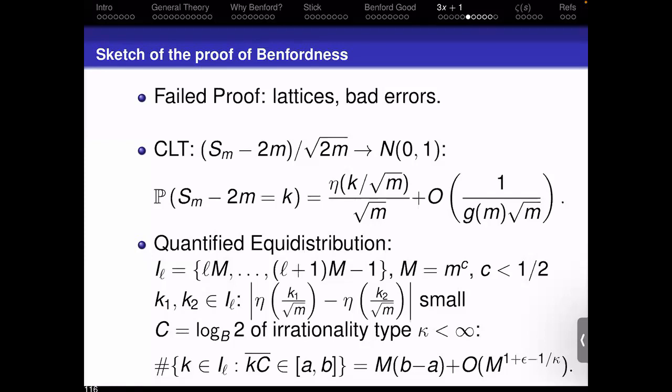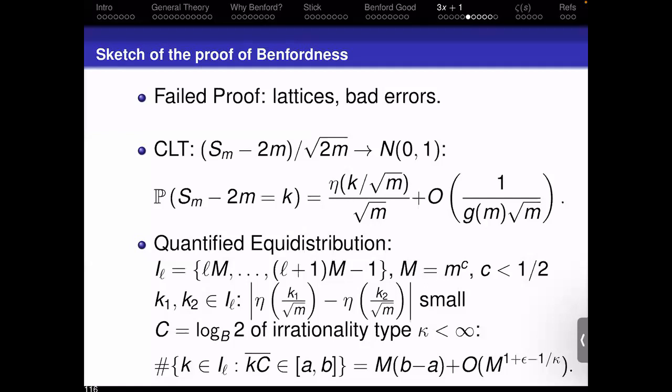And this is where, if you know the irrationality type, so we're looking at c equals the log of 2 base b, and we want to know how often is k times c mod 1 in a given interval. If we have m possibilities, if it was equidistributed, the main term is going to be m times b minus a. What's the error? It should hopefully be a smaller power of m.